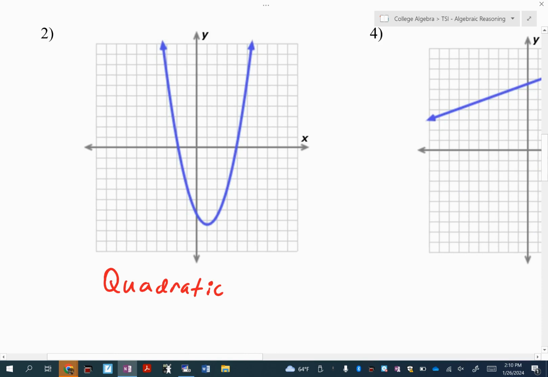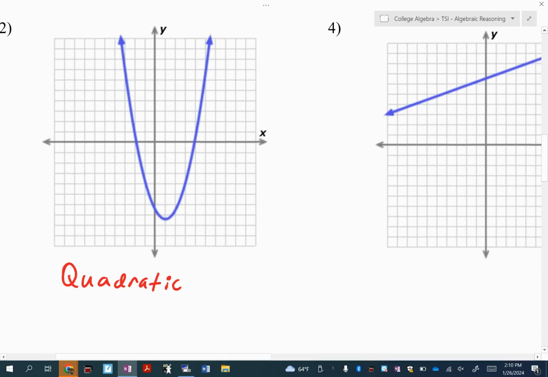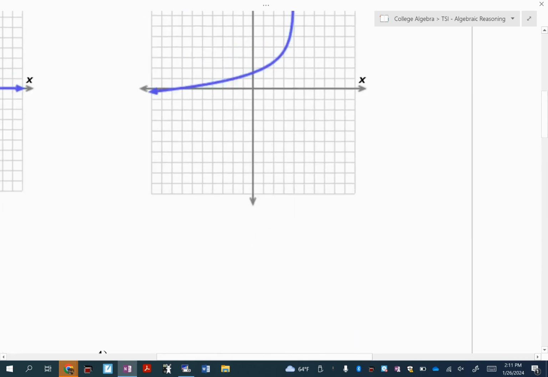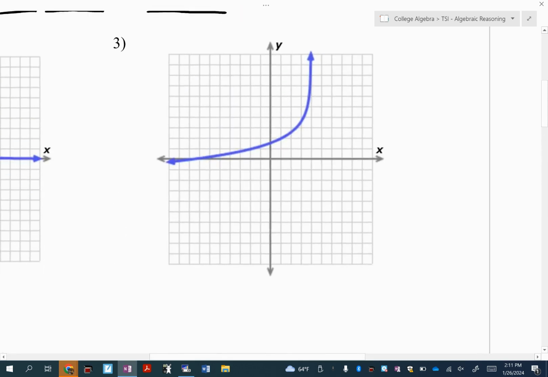I'm going to go to number 4 first. I think we're all good on that one, hopefully. It's linear, it's a line. Now, this one, be careful. The last one. Is it called decay? No. It's not exponential. I'm trying to trick you.